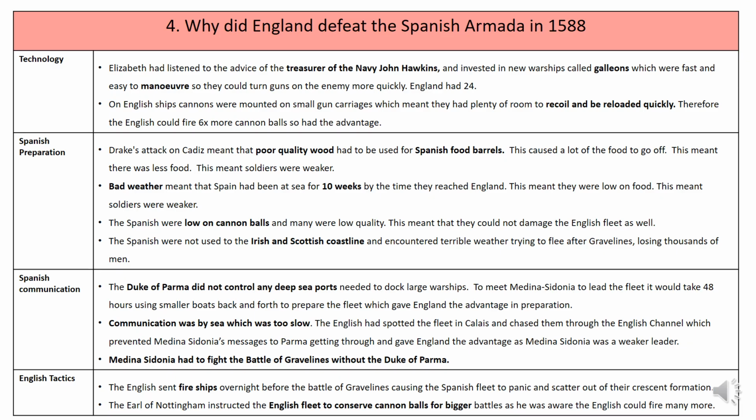Next, we have problems with Spanish communication. So, the Duke of Parma did not control any deep sea ports, and you know that that is due to Robert Dudley's actions. So, he couldn't dock a large warship. This tends to mean that you leave your warship out at sea and you have to ferry provisions back on smaller boats, which takes much longer. To meet Medina Sidonia, the fleet would have to take 48 hours to get ready using these smaller boats back and forth in order to be in an advantageous position to meet Medina Sidonia.